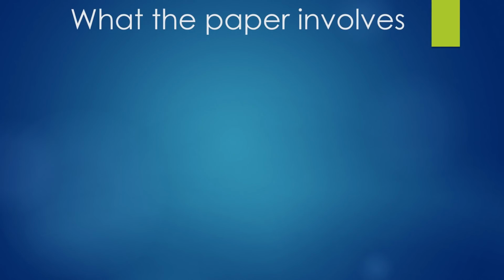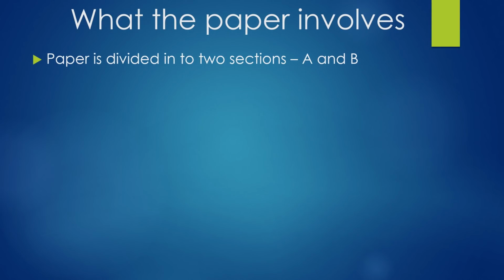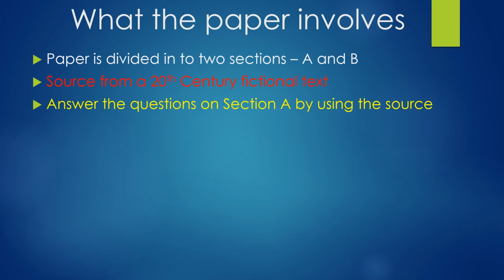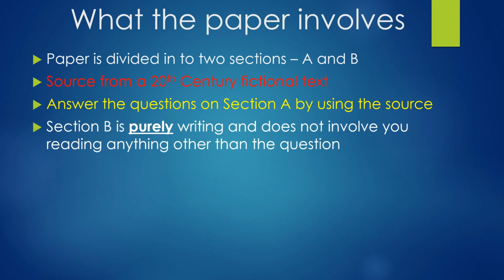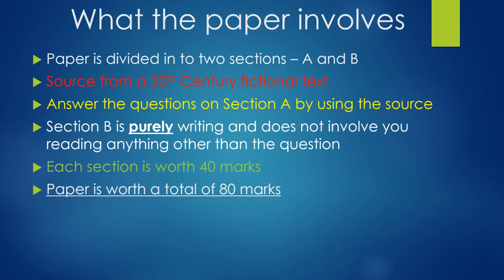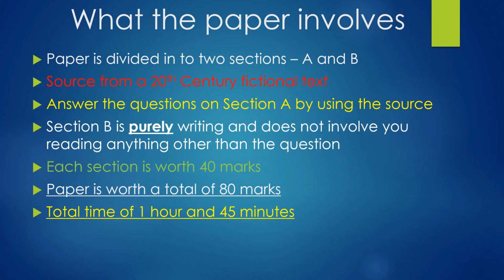So what the paper involves. The paper is divided into two sections, Section A and Section B. You'll be given a source from a 20th century fictional text and you use that to answer the questions on Section A. Section B is purely writing and does not involve you reading anything other than the question. Each section is worth 40 marks. The paper is worth a total of 80 marks. And the total time is 1 hour and 45 minutes.